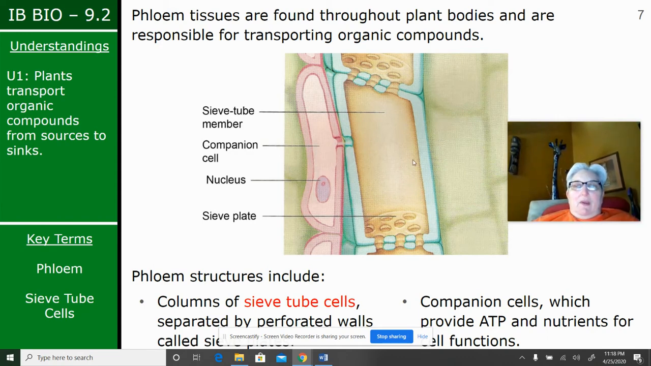All right, here is where the plant is going to be able to pick up the nutrients that it's going to need, most notably sugar, usually in the form of sucrose that's going to be transported throughout the cell. So when we're talking about transporting organic compounds, that's what we're talking about, sugars, and in some cases, the amino acids also.